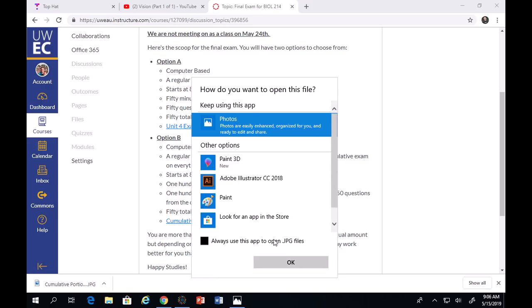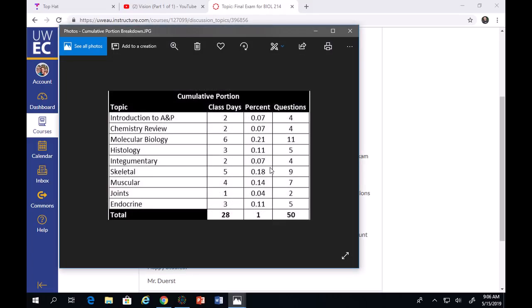The 50 cumulative questions open with photos, always, and include everything else that we covered in the class. So we're going to have 4 questions on the introduction to anatomy and physiology. We'll have 4 questions based on chemistry, 11 questions based on molecular biology. I was trying to find a good heading for molecular biology. That includes mitosis, DNA replication, protein synthesis, cell cycle, cellular respiration. We spent a good chunk of time on all those topics. So 11 questions based on those topics.